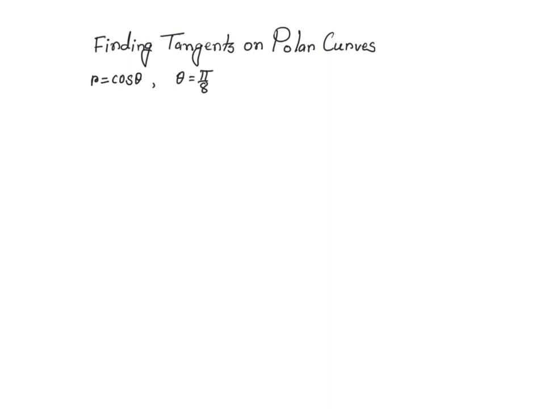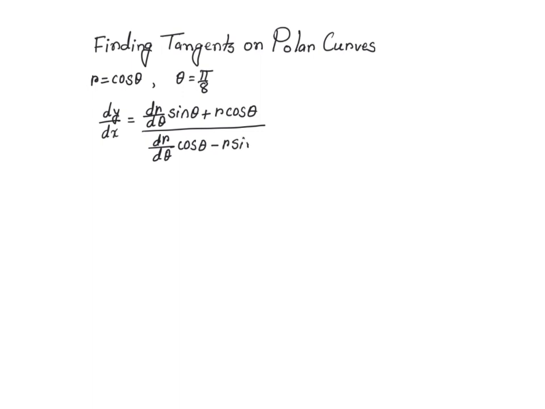Now, the formula for finding the tangent on a polar curve is given by this: dy over dx is equal to dr over d theta times sine of theta plus r cosine of theta, divided by dr over d theta cosine of theta minus r sine of theta. Now what I'm going to do is find these values and then just plug them into this formula.